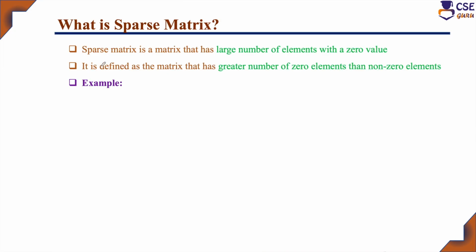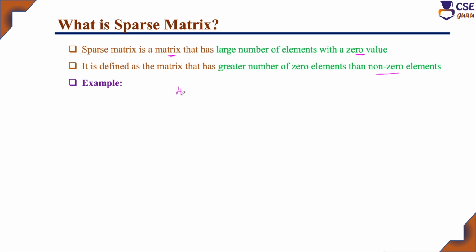So what do you mean by sparse matrix? A sparse matrix is a matrix that has a large number of zero values. If the elements of a matrix consist of a large number of zero values compared to non-zero values, that is called a sparse matrix.